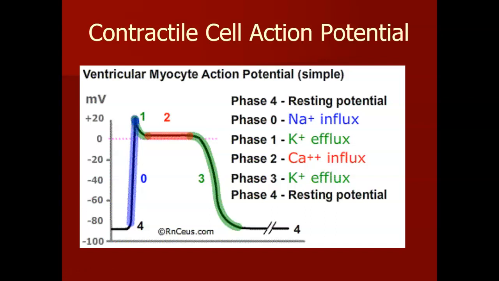So this is where these intercalated discs come in. Once this occurs in one cell, it's going to pass this action potential on to the next cell. Once it gets to about negative 70, which is roughly the threshold, sodium channels are going to open and cause a rapid entry of sodium into the cell, and this causes a sharp rise in voltage. That's going to be right here in blue, rapid depolarization.